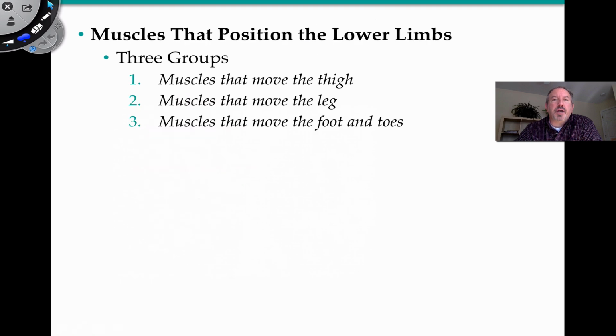All right. And so now we're going to be moving down, and so let's talk about the muscles that position the lower limbs. And so we have like three groups to consider: muscles that move the thigh, okay, which are significant, and then muscles that move the legs. We were just talking about moving the arms, so moving the legs, and then muscles that move the foot and toes.